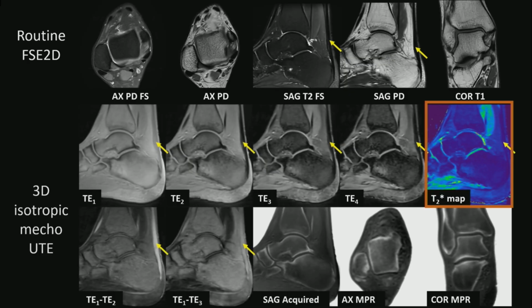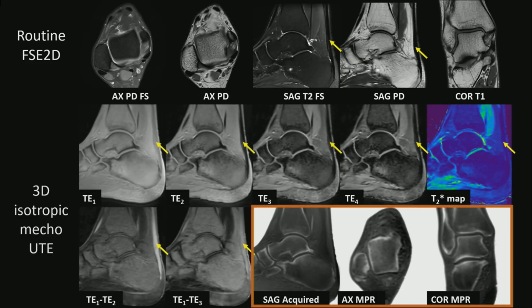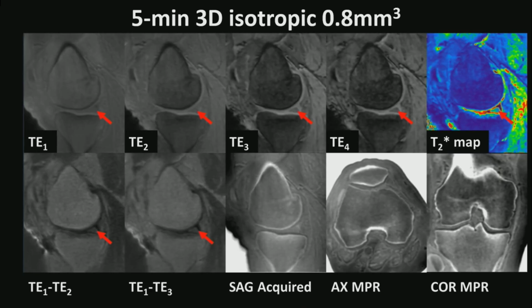an arrow. For visualizing ultrashort T2 tissue like tendon, in this case, we perform TE subtraction to better visualize the tendon. And finally, you can generate CT-like images. This is 3D isotropic data, so we can reformat into any orientation angle as desired. Here's an example of 5 minutes 3D isotropic knee imaging, where the arrow points to meniscus that is typically invisible in both CT and MRI until later stages of degeneration or damage.